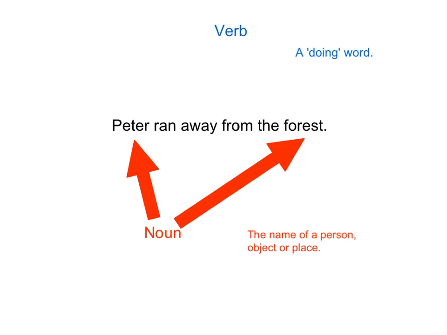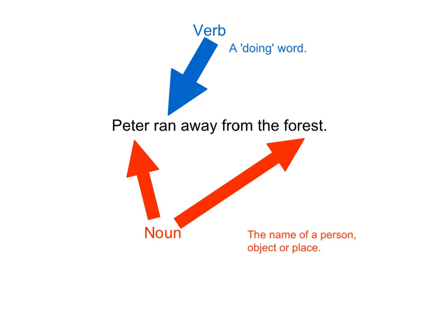So let's now have a look at where the verbs are in this sentence. A verb is, of course, a doing word. And the doing word in this sentence is here. So the doing word is ran. That's what Peter's doing. Okay.